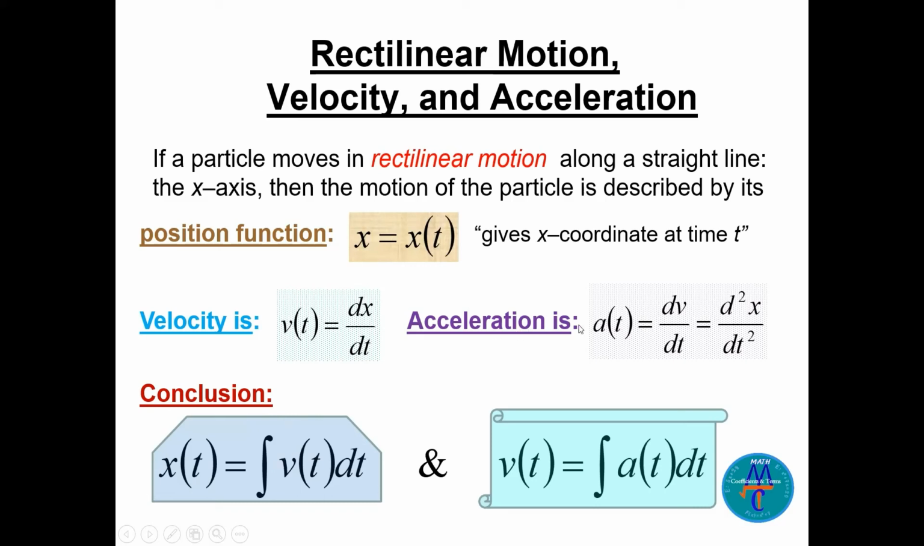Same thing for acceleration. A of t is acceleration. This is the derivative of the velocity, dv over dt. Or acceleration will be the second derivative of the position function, d squared x divided by dt squared. And if you have the acceleration given, you can integrate to get velocity.